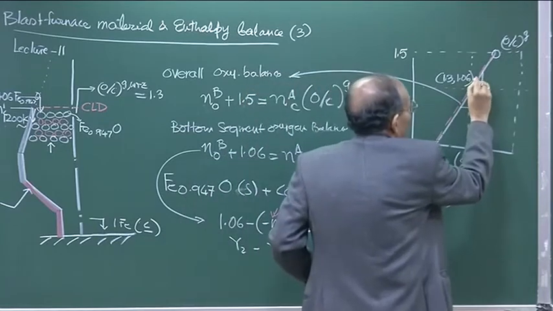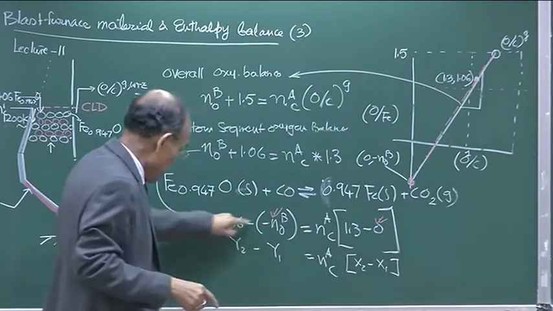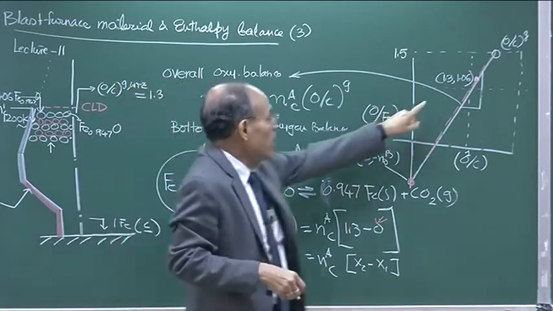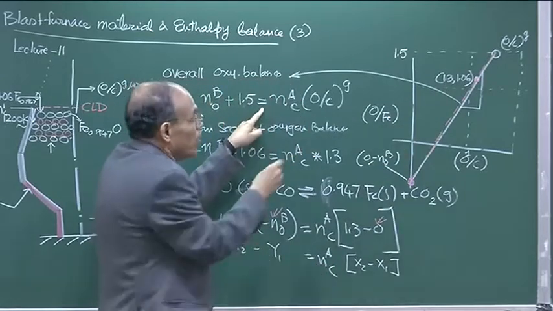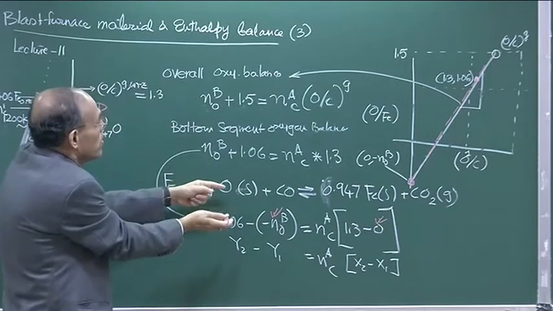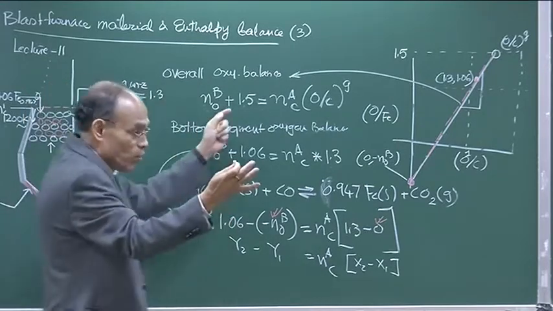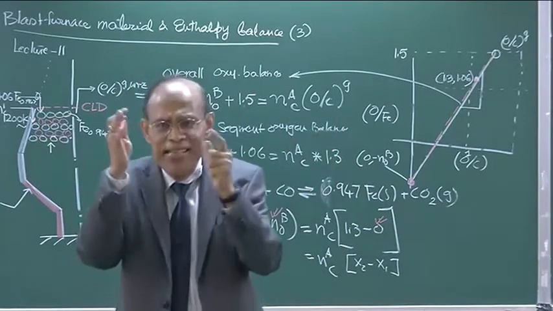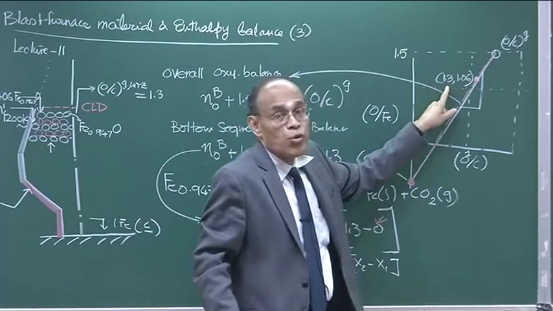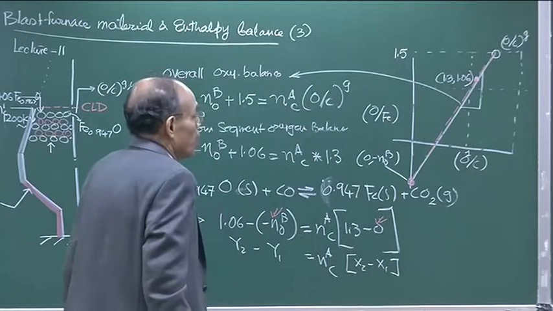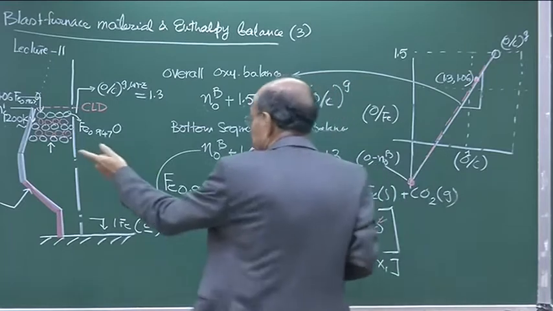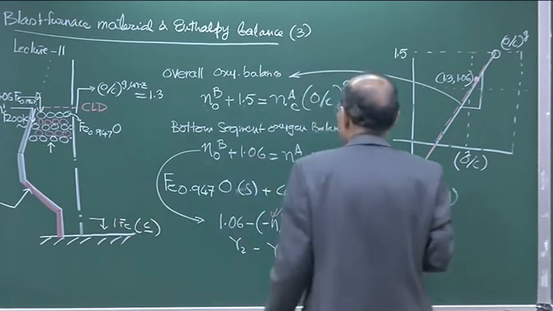That is the point we are talking about. This point, as far as these two equations are concerned, the plot indicates that this particular point is a characteristic point which will lie on the overall oxygen balance equation. In other words, the overall oxygen balance equation and the bottom segment oxygen balance equation will collapse together into a single line, having the same slope, and both the lines will pass through the point 1.3 and 1.06. This coordinate is derived on the basis of the Wustite reduction zone.